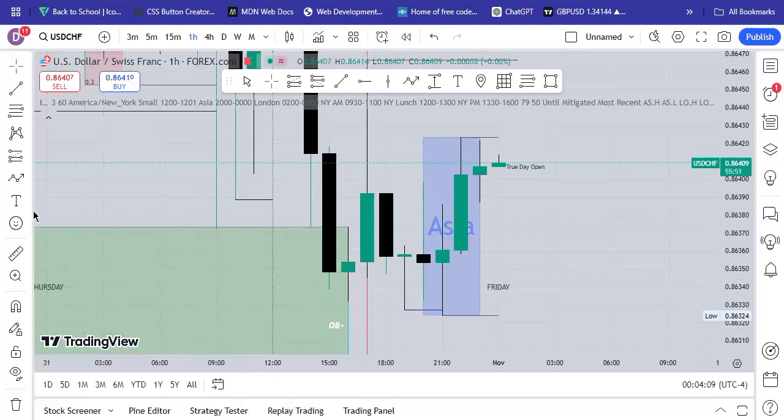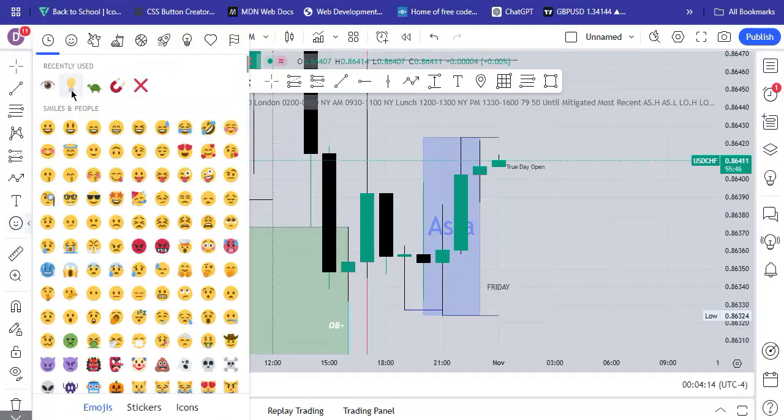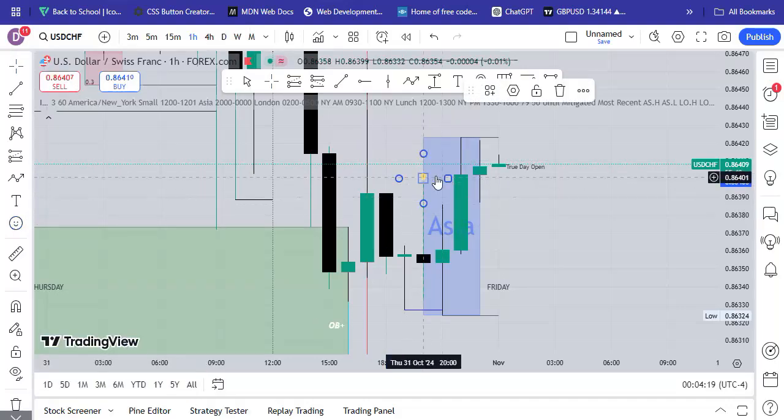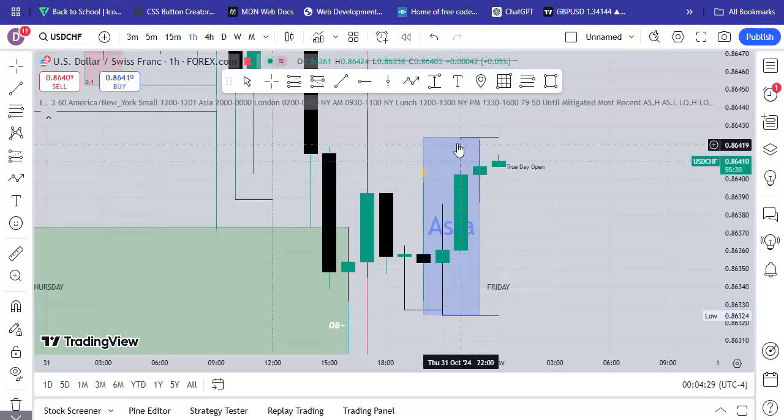So it is telling me something. It's telling me there is a change in the state of delivery. So this is what I mean. This high right here was taken out quickly. So this is the change in the state of delivery.